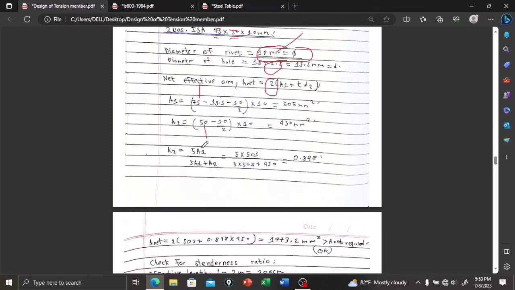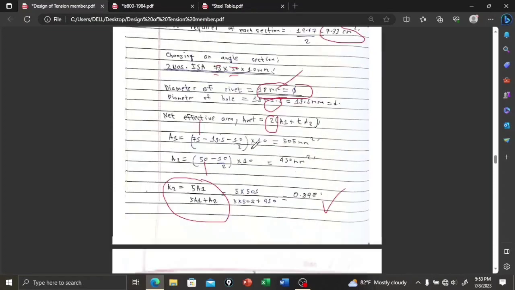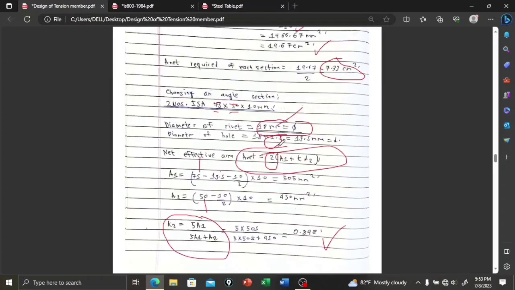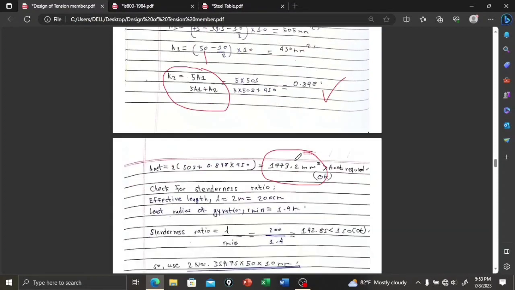So by this formula, k is this, so by putting the values of A1, A2 and k in this formula, A net is 1773.2. So the required area was 1466, but the provided area is 1773, which is greater than A net, so safe.